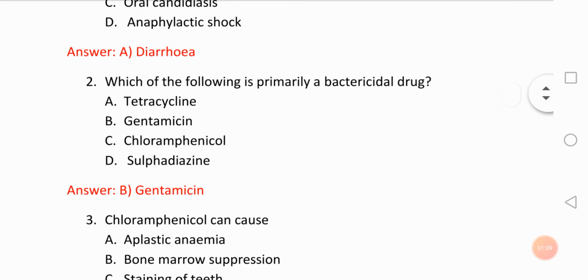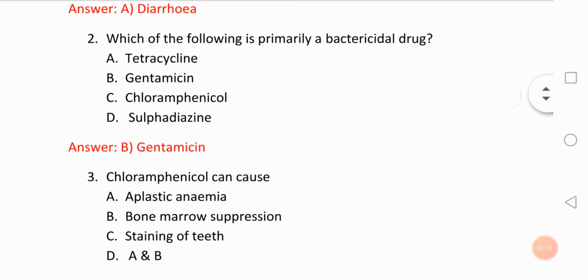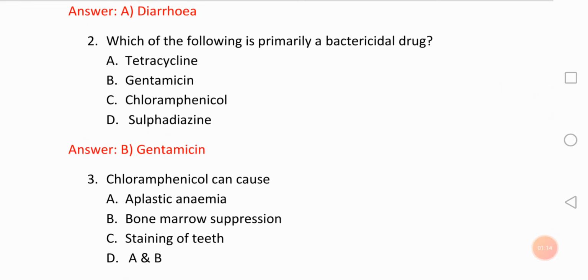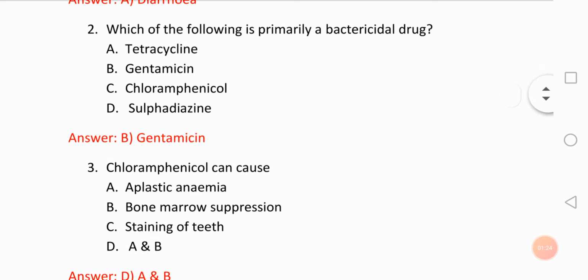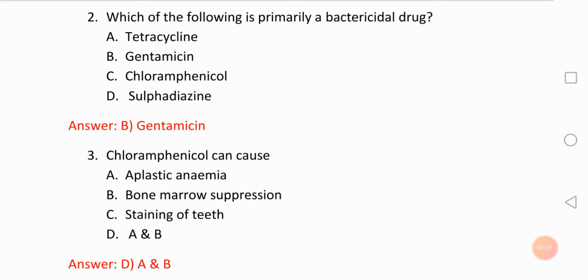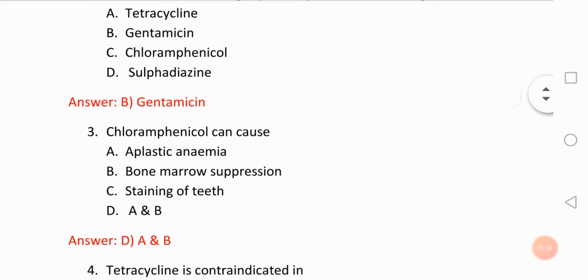And the third question is: chloramphenicol can cause A. Aplastic anemia, B. Bone marrow suppression, C. Staining of teeth, and D. A and B. And the answer is A and B. Chloramphenicol can cause both aplastic anemia and bone marrow suppression.